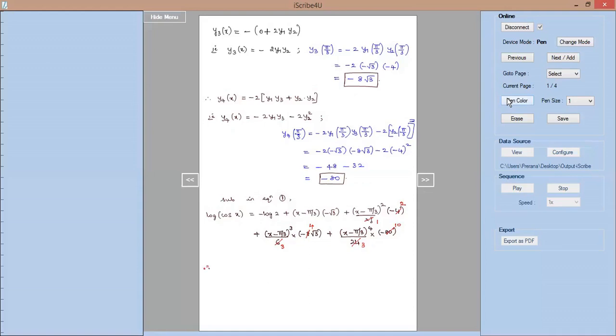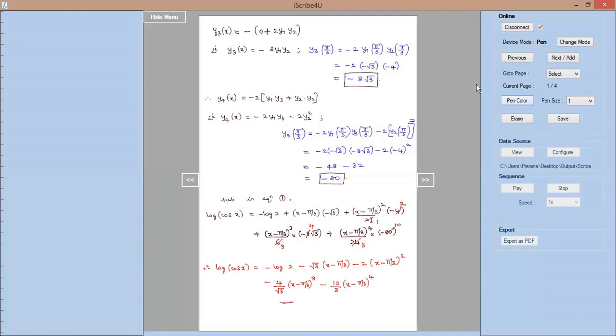So therefore, the Taylor series expansion of log of cos x is minus log 2 plus, into minus, minus root 3 into x minus pi by 3. And again plus into minus is minus 2 into x minus pi by 3 whole square. Again there is a minus sign. Minus 4 divided by, can this be written as root 3 into x minus pi by 3 whole cube. And the last term is minus 10 by 3 into x minus pi by 3 the whole power 4.